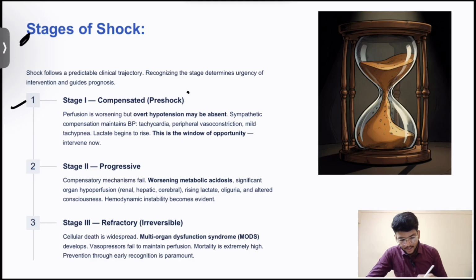Second is the progressive stage, where the compensatory mechanisms fail, worsening the metabolic acidosis, with significant hypoperfusion of organs like the kidneys, liver, and brain, rising lactate, oliguria, altered consciousness, and hemodynamic instability becoming evident.